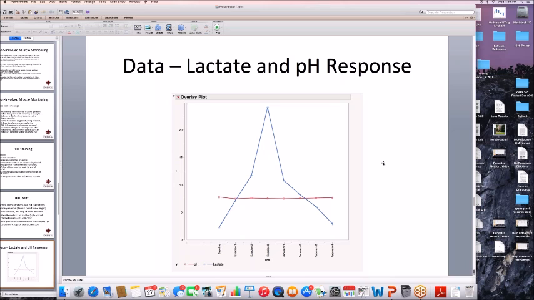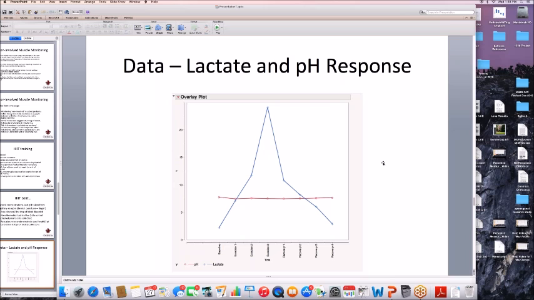But what we wanted to see was, we know with sprints that lactate is going to change, but would we see a shift in pH if we did this? If you look here, we have baseline, exercise 1, 2, exercise 3, and then we have our recovery measures thereafter.